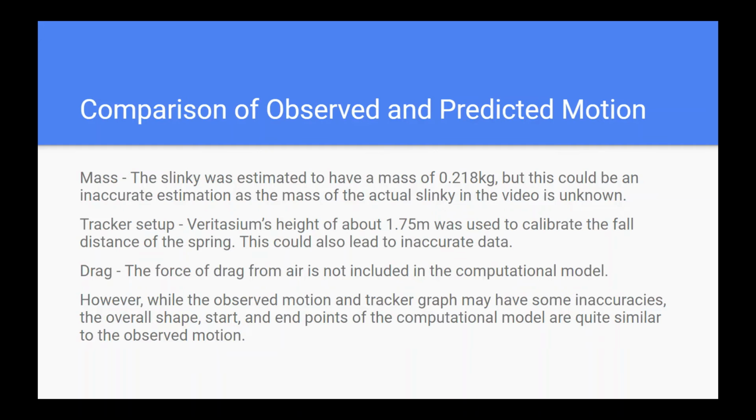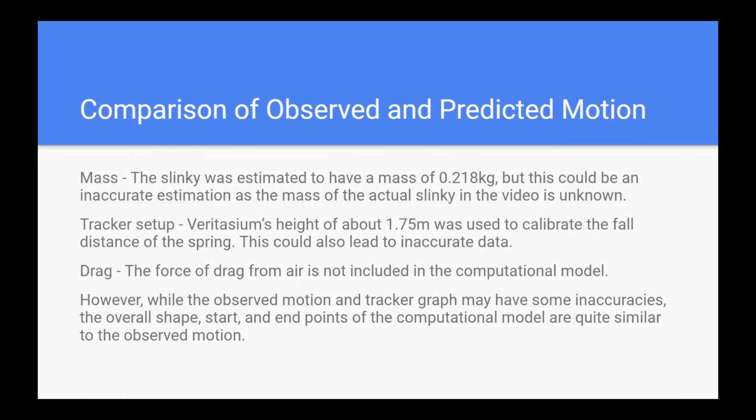Comparison of observed and predicted motion. The mass. The Slinky was estimated to have a mass of 0.218 kilograms, but this could be an inaccurate estimation, as the mass of the actual Slinky in the video is unknown. In the tracker setup, I used the height of the man, which was about 1.75 meters, and this was used to calibrate the distance that the spring fell. This could also lead to inaccuracies in the data.